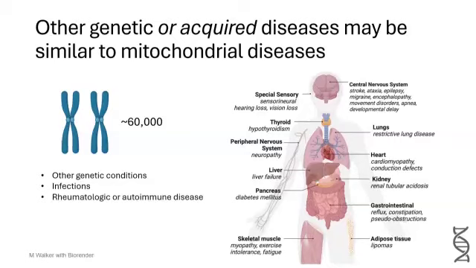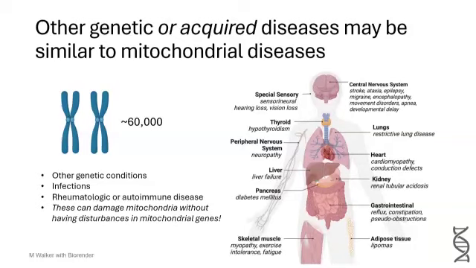Autoimmune disease, where the body's immune system is attacking itself inappropriately, can also affect many parts of the body and produce similar symptoms. And all of these can actually cause secondary damage to the mitochondria without actually having perturbed the mitochondrial genes themselves. So like I said, you can run over a nail with your tire, or you can have a problem with your axle and cause a problem with your tire, even though there's nothing wrong with the tire itself.